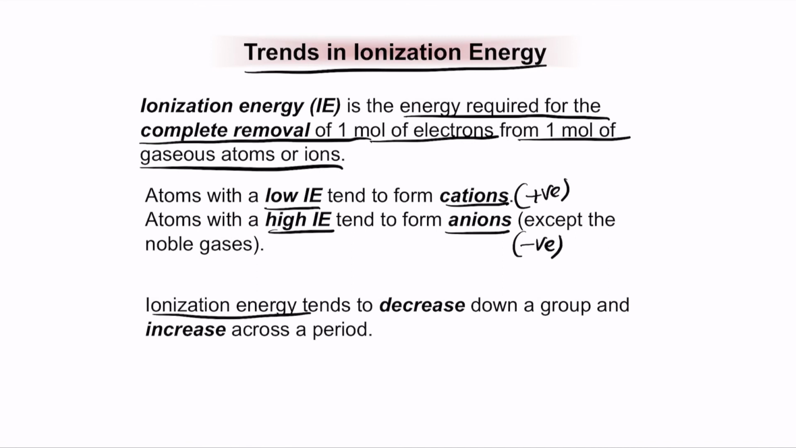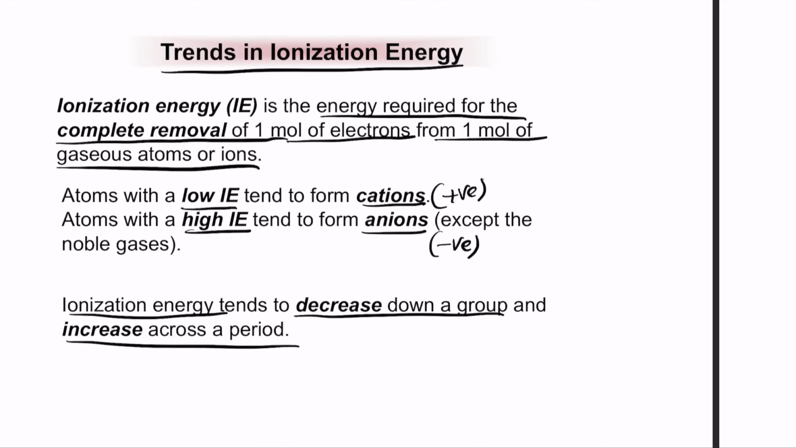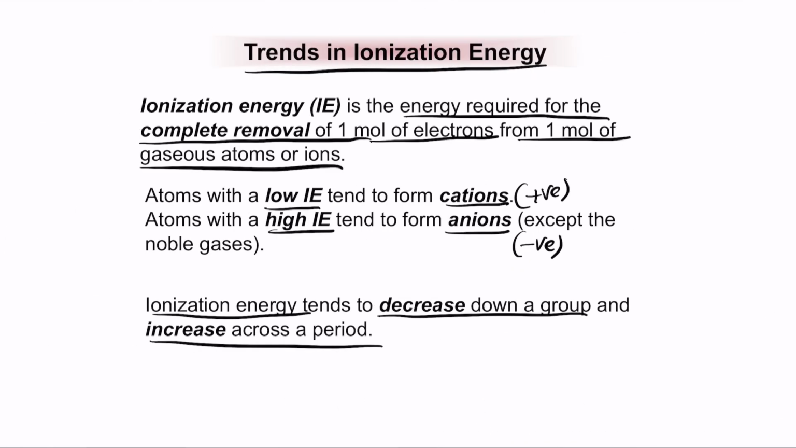Now ionization energy generally decreases down a group and increases across a period. So it decreases from top to bottom. The reason mainly is because the atomic size increases. Therefore it is easier to remove the outermost electron because the effective nuclear charge is much less and the effective attraction is much less.